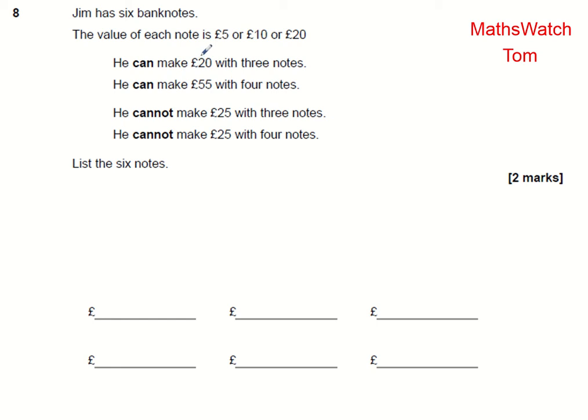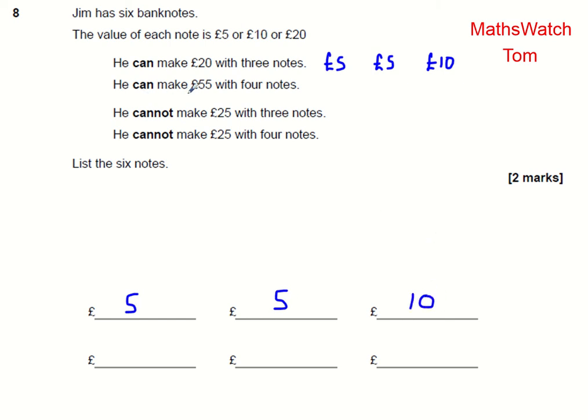He can make £20 with 3 notes. Now, if we've only got these 3 numbers, there is only one way that we can pick 3 of them to give us a total of £20. That would be 2 £5 to make £10, and then a £10 note to make it up to 20. And since he can make that, that means we must have 2 £5 and a £10 to begin with.